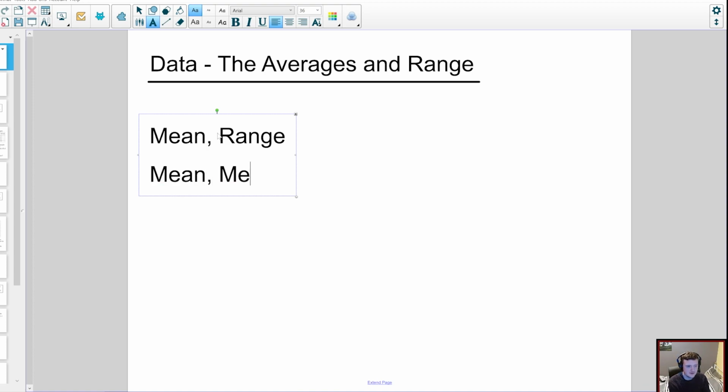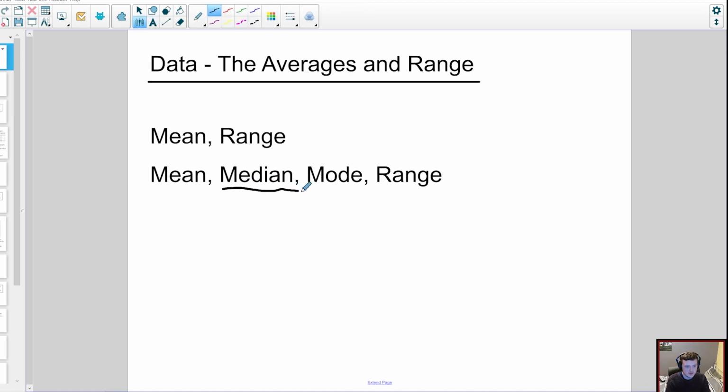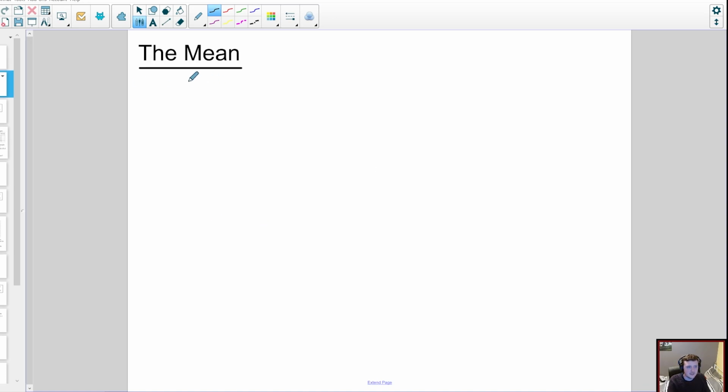We have the mean, we have the median, we have the mode, and we have the range. So these two are the same, but these two are new at level 2 that you might not have seen before at level 1. So first of all, we want to speak about, well, what are all of these different things? We'll go through each of them in turn, giving you practice at each one before we move on to the next one. So let's start with the mean.